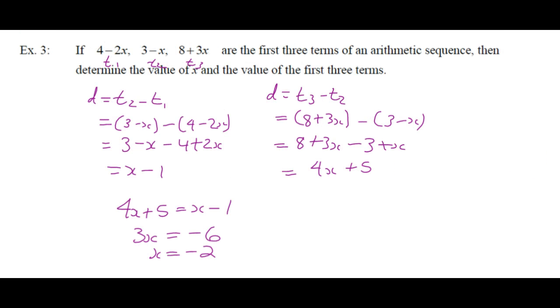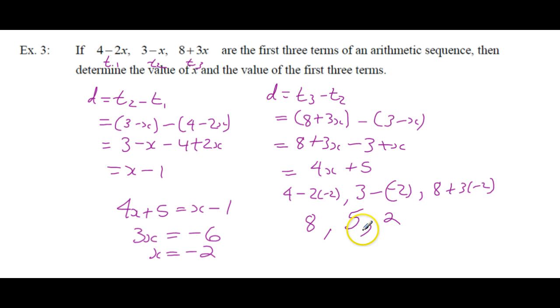So that's the value of x, negative 2, and then the value of the first three terms. So we've got 4 minus 2 times negative 2. Let's just work these out. So 4 minus 2 times negative 2, that's your first term. So that's 4 plus 4, or 8. Second term is 3 minus x, so 3 minus negative 2. 3 minus negative 2 is 5. And the third term is 8 plus 3x. So 8 plus 3 times negative 2 is negative 6. 8 minus 6 is 2. So with the sequence going 8, 5, 2. Common difference, negative 3, negative 3.